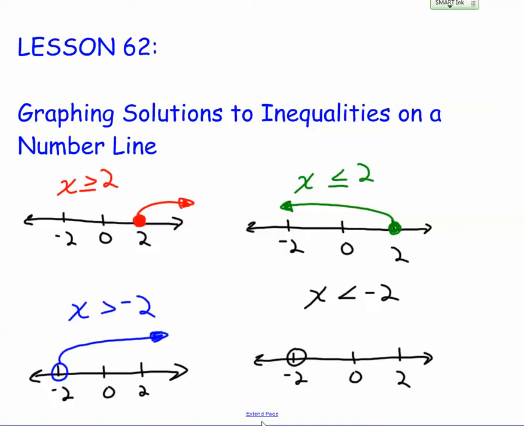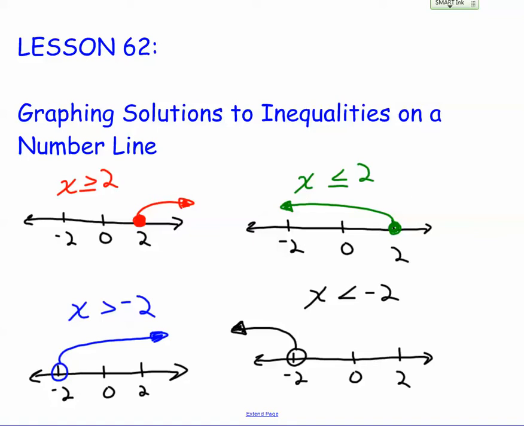And lastly, we'll do x is less than -2. Again, it's an open dot, but this time we do an arrow to the left to show values less than -2. -2 is not included. It is excluded from the solution set. So we use an open dot to show that, as opposed to a closed dot where 2 is less than or equal to 2.